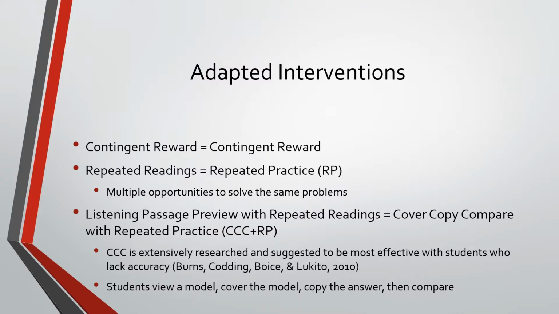And so in adapting the oral reading literature intervention packages over to math, contingent reward remained the same. So for students with performance-based deficits, if they beat their previous scores or reach a set criteria, then they can get access to reinforcers and rewards of their choosing. Repeated readings is then transposed over to repeated practice. This just provided students with multiple opportunities to solve the same math problems over and over. And then finally, listening passage preview with repeated readings was turned into cover copy compare with repeated practice.